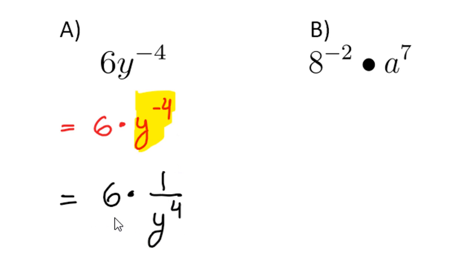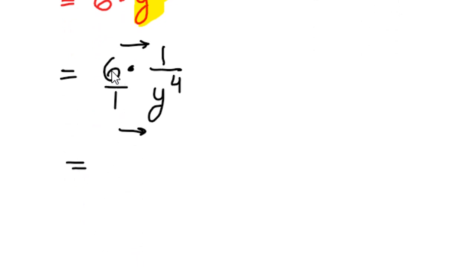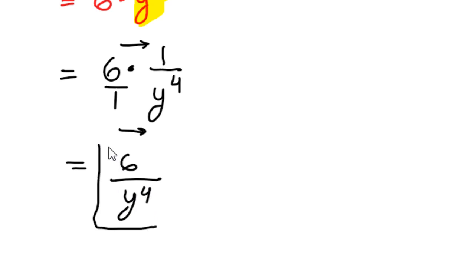Here I can still simplify this a little bit more. I'm going to go ahead and add a 1 for the denominator of 6 so that I can multiply these two fractions. So that at the very end I have 6 times 1 is 6, and then divided by 1 times y to the fourth is y to the fourth. So this would be the way to simplify that expression.